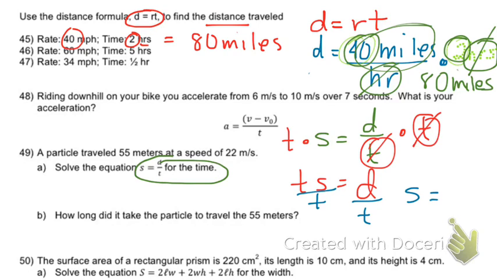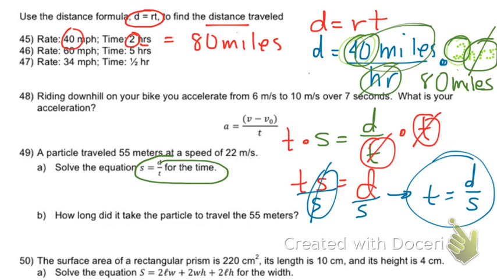For T, sorry. I was solving for the wrong thing. I'm going to solve for T. So I'll divide by S. And so T, again, numerator, denominator canceling, equals D over S. So there's a formula. Same formula we used up here, distance equals rate times time, except instead of using an R, they're using an S for speed, which still means your rate.